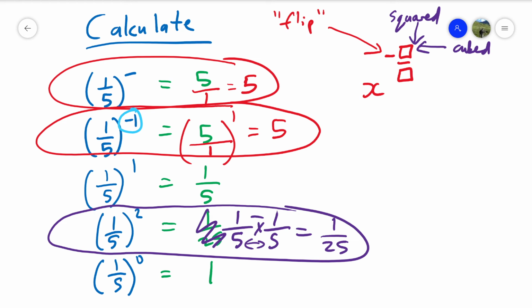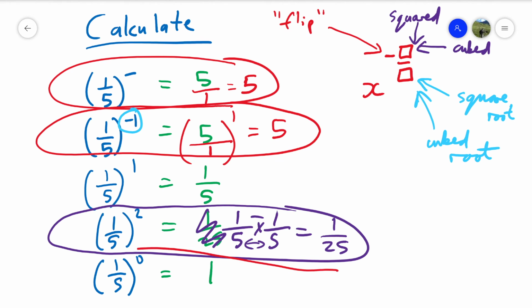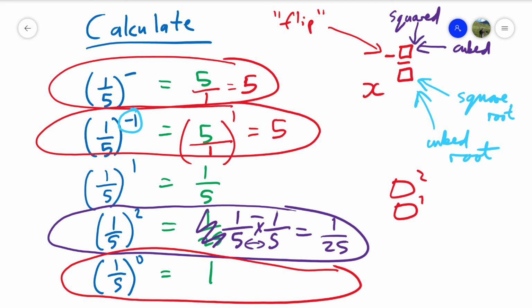We haven't got one here, but if there were a number on the bottom, then that might be a square root if it were 2, or a cube root if it were 3, or some other root. And just to look at the last one, remember that when we've got the list of something squared, something to the 1, something to the 0, something to the -1, remember that something to the 0 is always 1, because otherwise the pattern doesn't work.